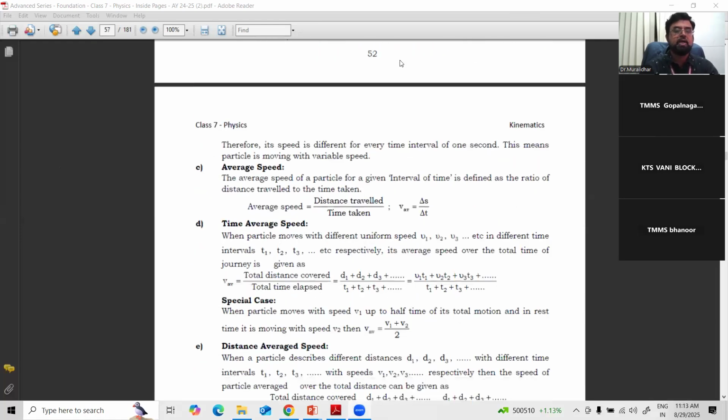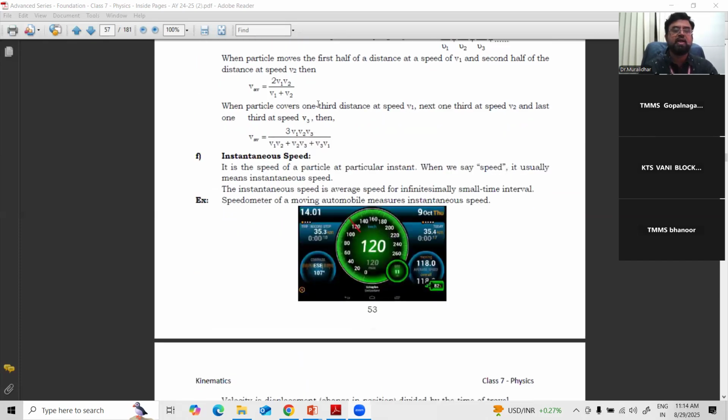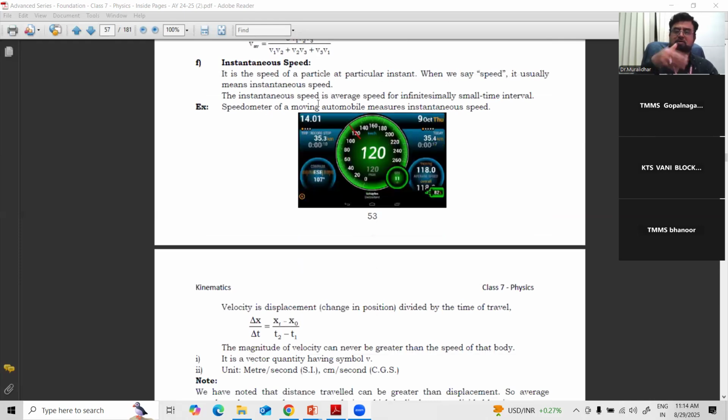Right? Again, we have one more: average speed. Suppose a body is not uniform, and is continuously changing from time to time. Then the average can be calculated as total distance by total time. Total distance by total time. Like that we can calculate the average speed. Like that we also have instantaneous speed. The special cases of average speed are no need for us.